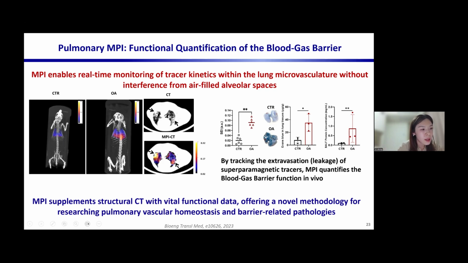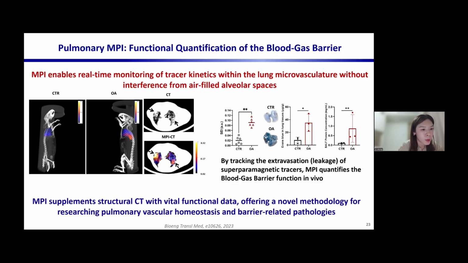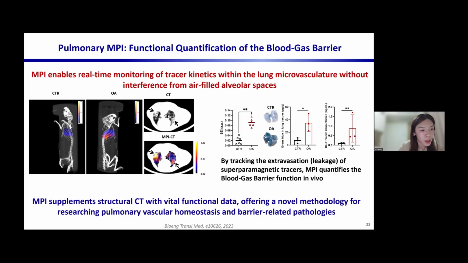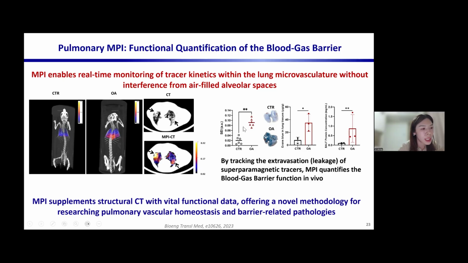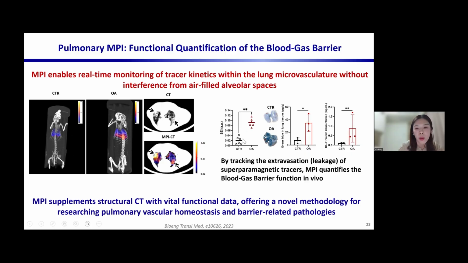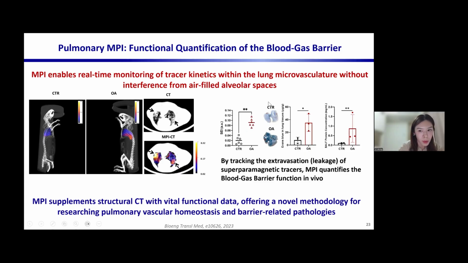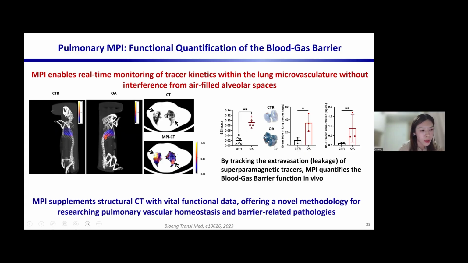We tested this in both acute lung injury and pulmonary fibrosis mouse models, and the results were very good. Our in vivo MPI quantification of the leaked particles showed a good correlation with the gold standard method, which is the Evans blue staining, to assess the leakage ex vivo.